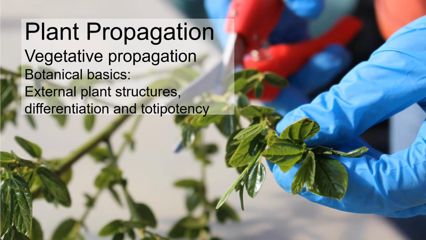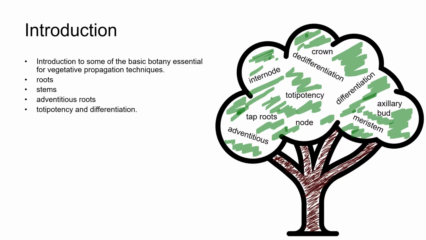Hi plant propagators. This short unit is an introduction to some of the commonly used botanical terminology that's really useful to know before we start learning about vegetative propagation techniques. In this unit, we're going to look at some basic root and stem terminology and the concepts of totipotency and cell differentiation.